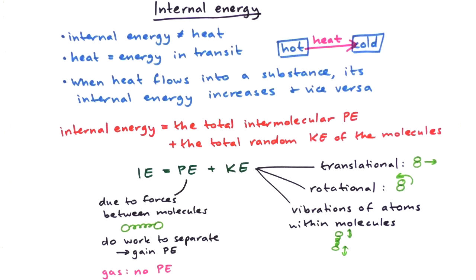Now, I already said that gases have no potential energy. So if you think about it, if we take a monatomic gas, then that means that it's not going to have any potential energy, and it's also not going to have any vibrational or rotational kinetic energy. So all of its internal energy is translational kinetic energy. So that makes this system much easier to model, which is why we look a lot at ideal gases later on in this topic.